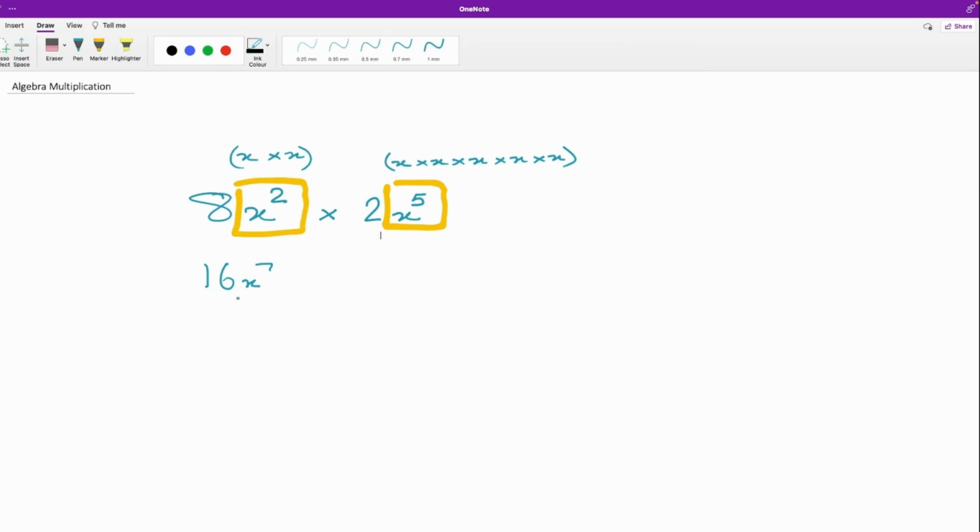So overall, let's break this down again. We've got our positive at the start, that's our sign. The second is looking at our number, which we got from 8 times 2, which gave us 16. And the third is having a look at our pronumerals, where we did x squared times x to the power of 5, which gave us x to the power of 7.